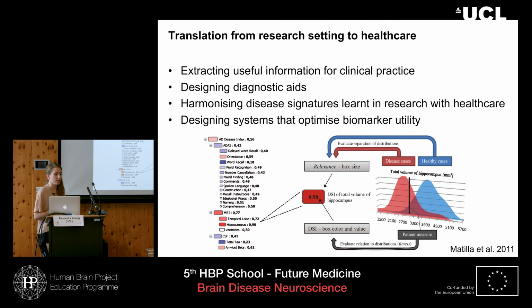Another key issue is harmonizing the different disease signatures that are learned in research with those in healthcare. So often there's quite different types of information available in healthcare, and or different types of scanners, for example. So how can we move the models from research to healthcare?